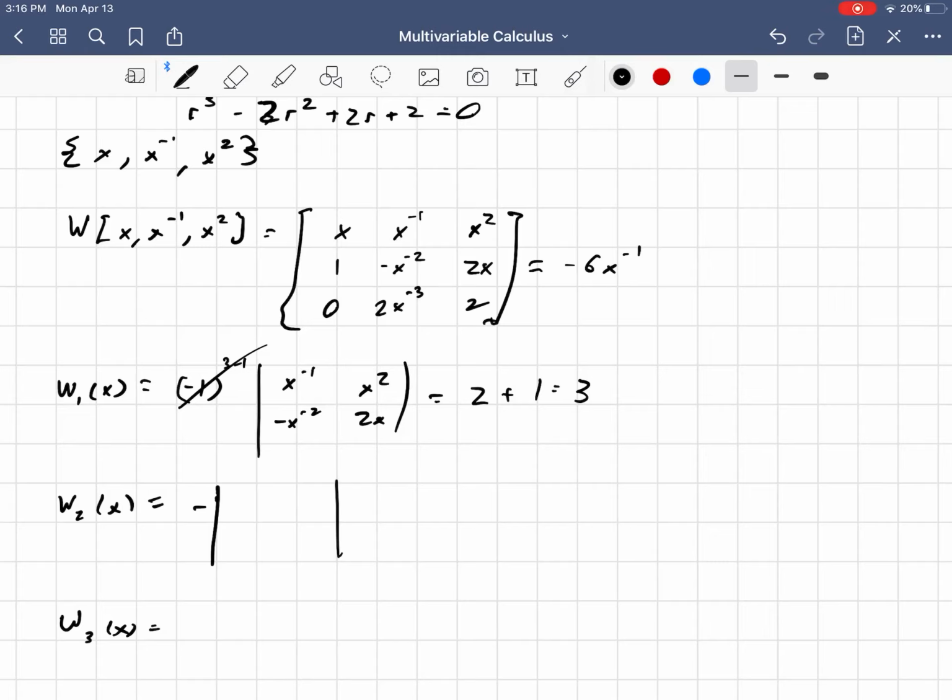Now the second one, we're going to have a negative of the determinant because it's negative 1 to the 3 minus 2. Now we are doing a cofactor expansion along the x to the negative 1 column, so we ignore the x to the negative 1 and we just have an x and an x squared. That's a 1 and a 2x. That is easy enough to do. That's 2x squared minus x squared, so that's just negative x squared.